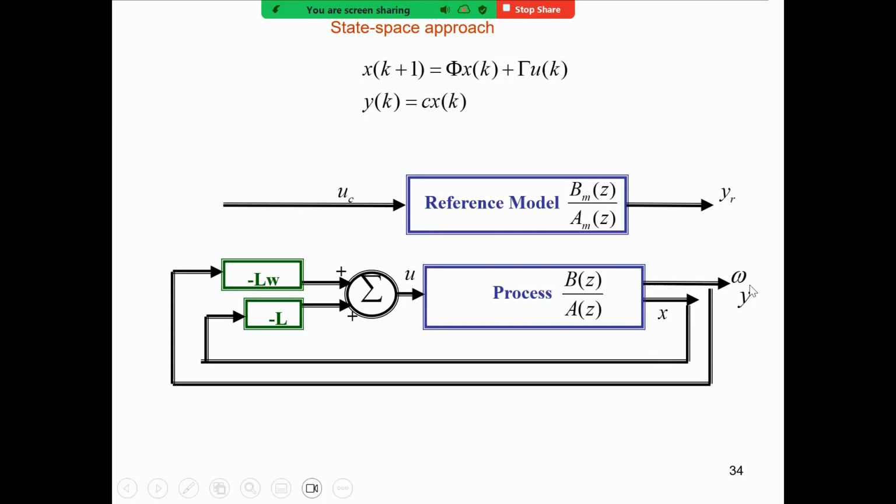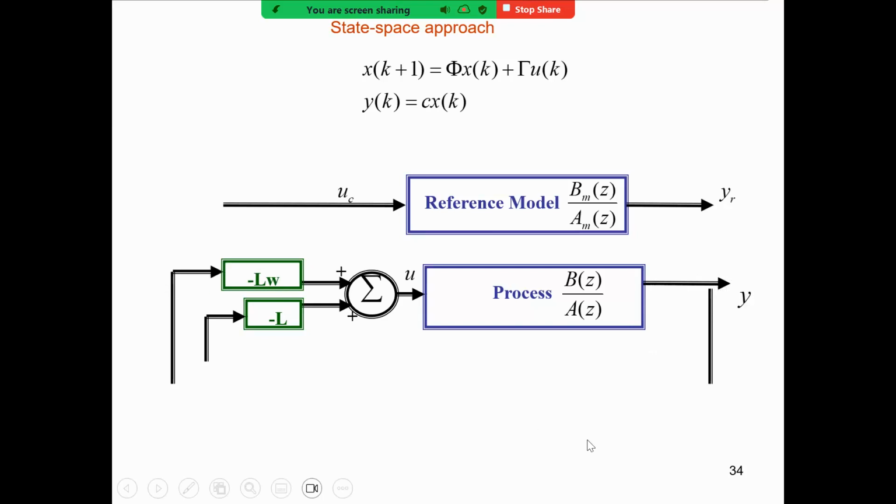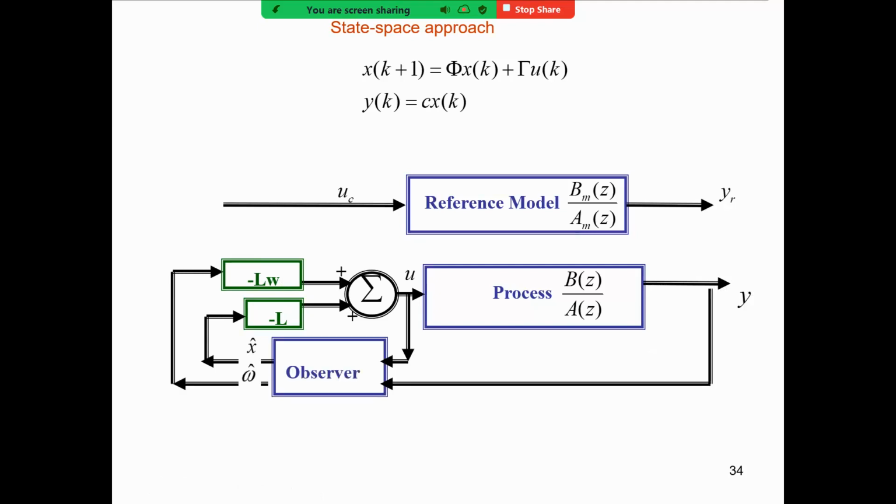And if there is a disturbance, you say, okay, I'm also going to use the disturbance signal to compute the input. Of course, in reality, we don't have those signals, so you say, okay, we're going to build the observer for that, if we have the state space model available.